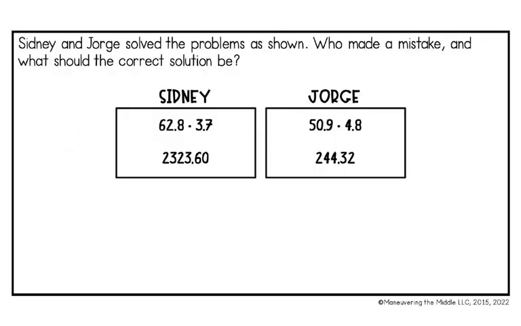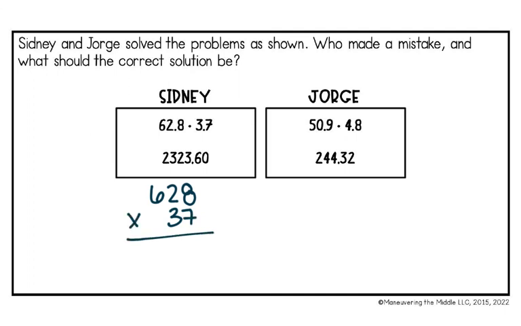All right, our last question. Cindy and Jorge solved the problems as shown. Who made a mistake and what should the correct solution be? So the only way we can do this is by solving the questions. So we're going to start with Sydney, whose question was 62.8 times 3.7. So I'm going to line that up. So 628, ignore my decimals, times 37.